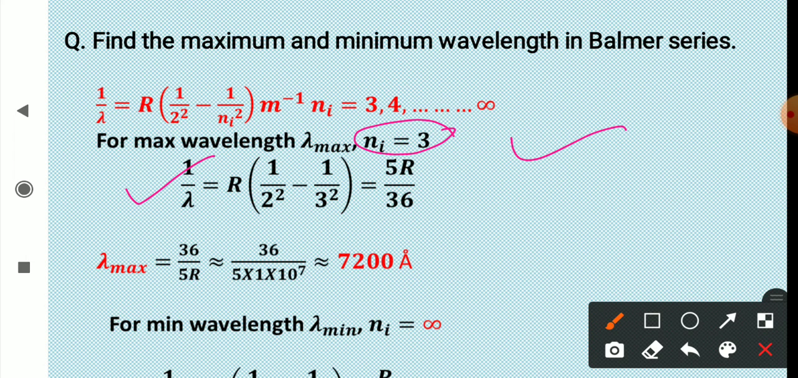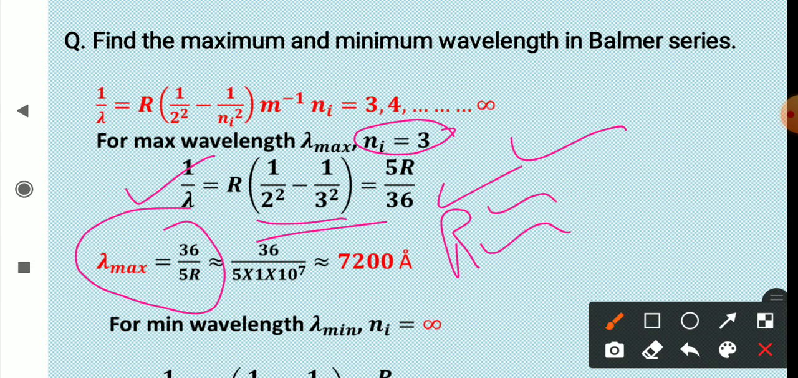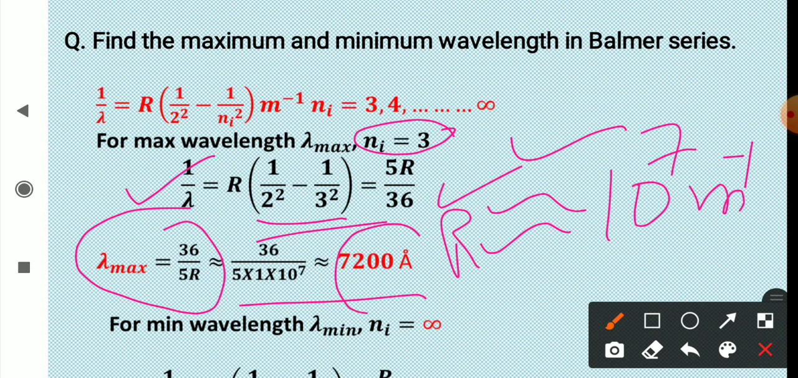So 1 upon lambda is R into 1 upon 2 square minus 1 upon 3 square. Simplify, you can take the LCM here. And here, just take the reciprocal. And if R is taken as nearly equal to 10 to the power 7 per meter, then you get this is nearly 7200 angstrom. So this will fall in your red region, red.